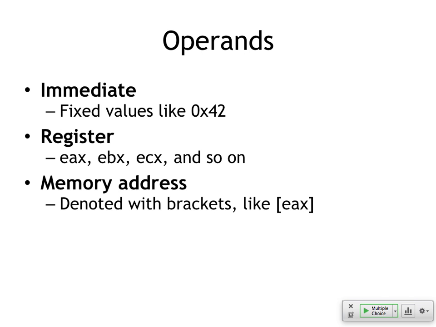So immediate values are fixed numbers, like 1 and 2 and 42. Those are just plain numbers. Registers are these little memory locations on the processor, like EAX, EBX, and ECX. And then you got RAM. And RAM you refer to this way. You put brackets around it, and then the number in there, and that points to the location in RAM. So you can take EAX, which includes a 32-bit value, and if you put it in brackets, it will refer to the memory location pointed to by EAX.